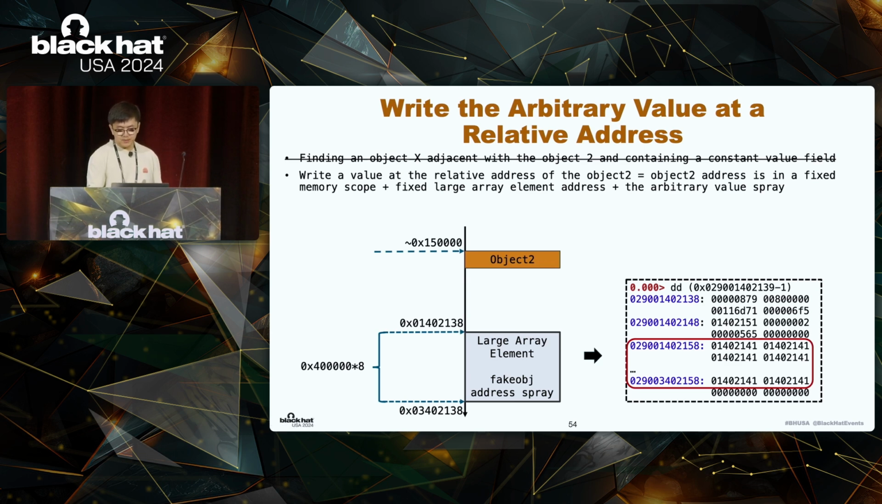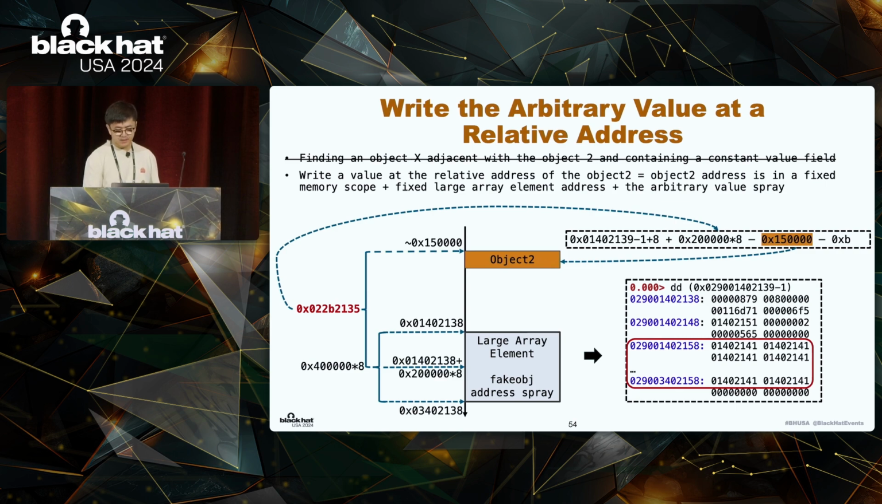So we can calculate the fixed offset with this equation: the middle address of the large array element minus the object 2 address. Although the object 2 address is not fixed, since we spray almost 32 megabytes of fake object addresses in the large array element, we have a safe sliding zone for object 2. The size of the safe sliding zone is also 32 megabytes, which is a huge memory scope to ensure object 2 is allocated in the safe sliding zone. Now we succeed in writing the arbitrary value at the relative address of the object 2.